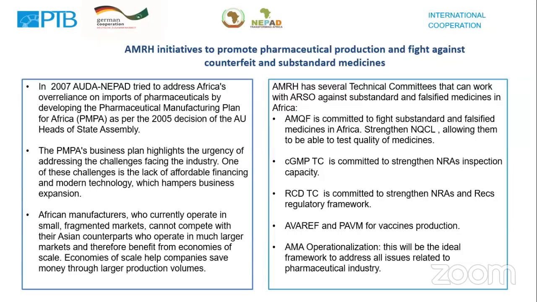African Medicine Regulatory Harmonization technical committees like the African Medicines Quality Forum are committed to fighting substandard and falsified medicine in Africa by strengthening national quality control labs, allowing them to test the quality of medicine. The GMP Technical Committee is committed to strengthening the national regulatory authorities' inspection capacities. The Regulatory Capacity Development Technical Committee is committed to strengthening national regulatory authorities as well as regional economic communities' regulatory framework.